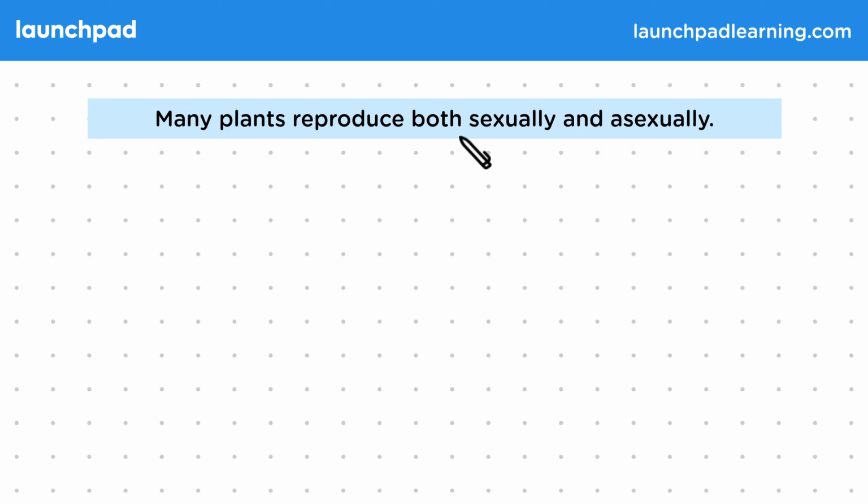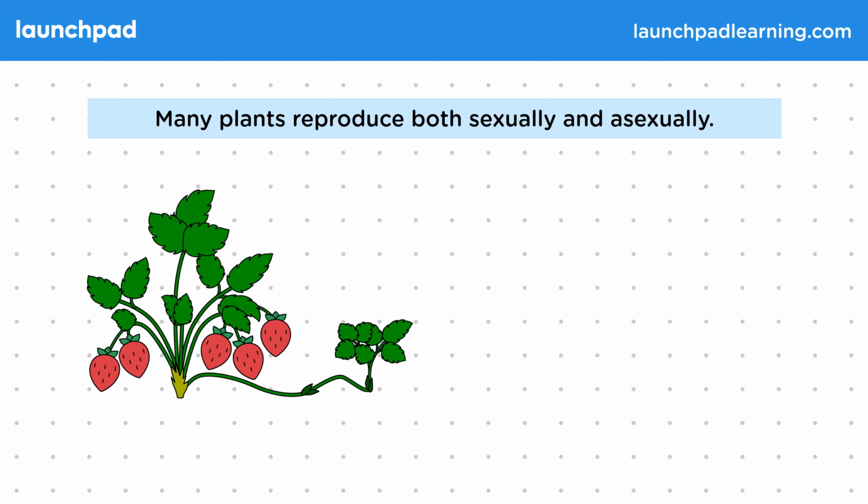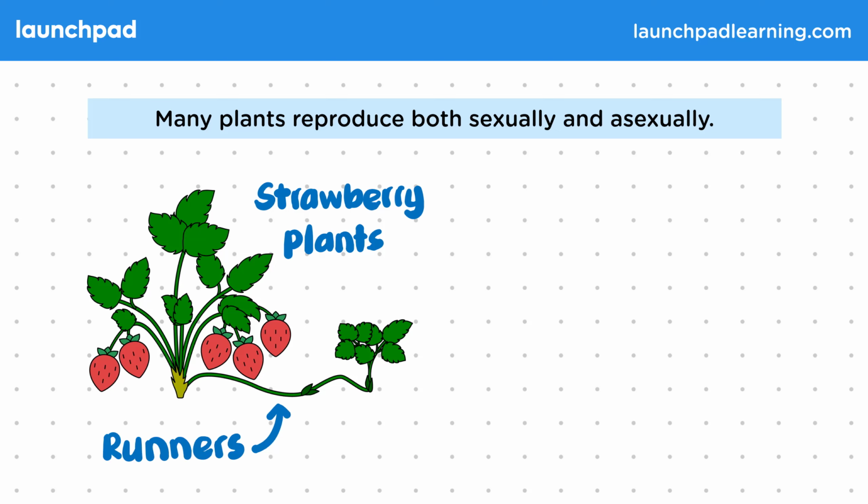Many plants reproduce both sexually and asexually. In plants, sexual reproduction occurs through pollen and egg cells. But how do plants reproduce asexually? This diagram shows a strawberry plant, and coming off the main plant is a runner. This runner travels some distance from the main plant and produces a new one.